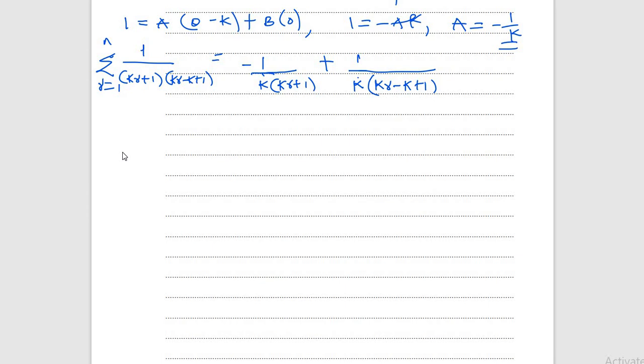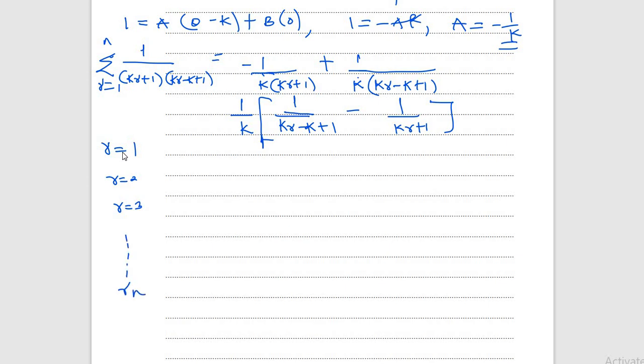1 over K is common when you bring it up. So what will be in the bracket will be 1 over KR minus K plus 1 minus 1 over KR plus 1. Now you have to do from R equal to 1, R equal to 2, R equal to 3, and so on, up to R equal to N.